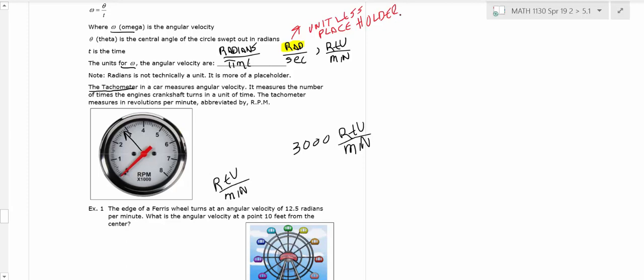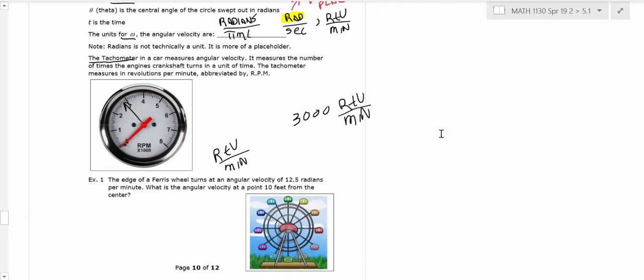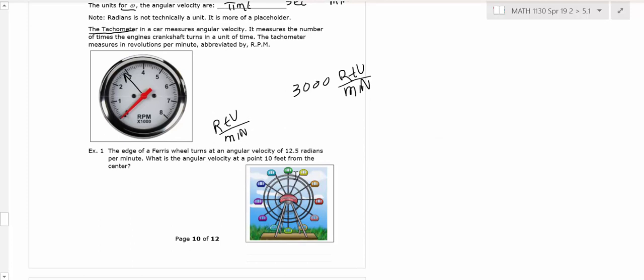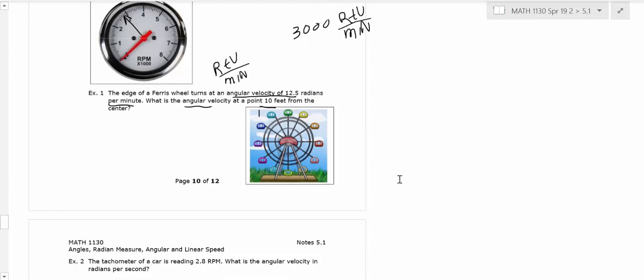All right. Okay, so let's look a little bit at this bottom example here. This one says you have the edge of a Ferris wheel. It's turning at an angular velocity of 12 radians per minute. Okay, that's the type of units we'd expect from an angular velocity. Then it says, what is the angular velocity at a point 10 feet from the center? Okay, well, here's what I want you to try to understand on this problem. And I had an applet at one time that kind of helped students understand this a little bit better.